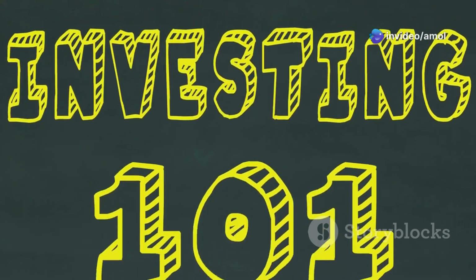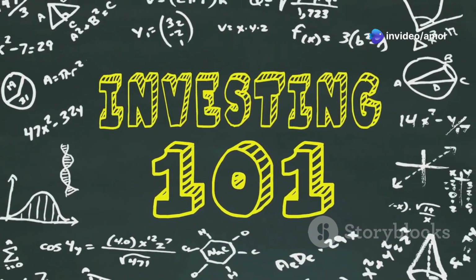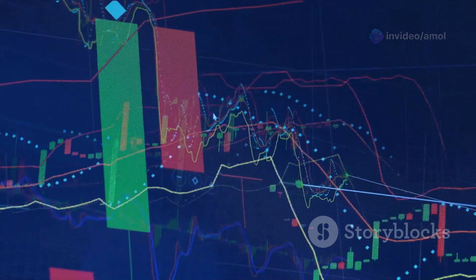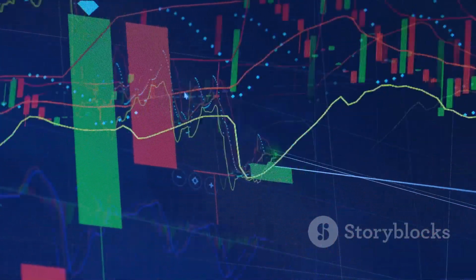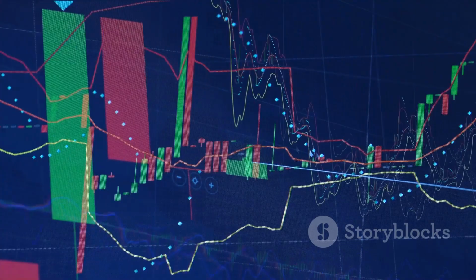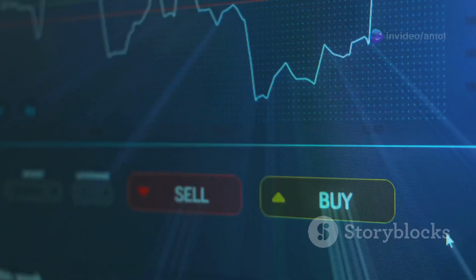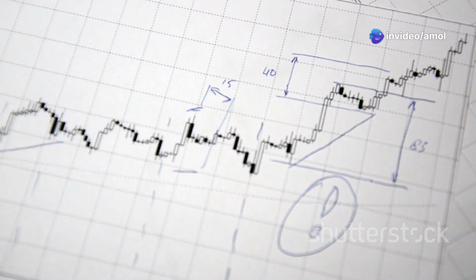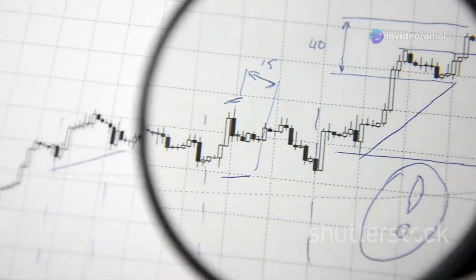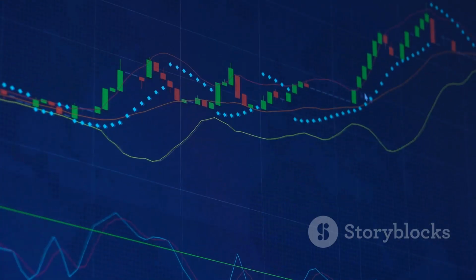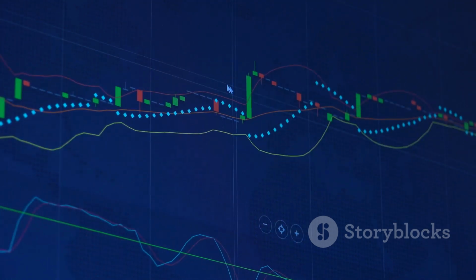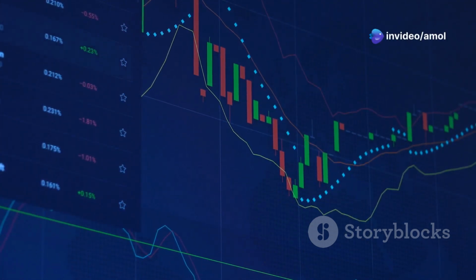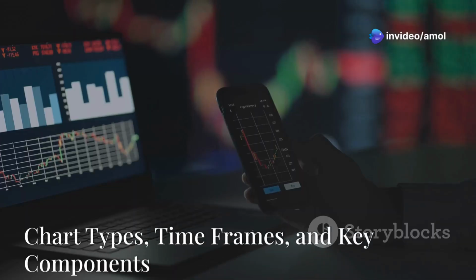Whether you're totally new to investing or you've dabbled a bit but want to level up your skills, this step-by-step guide is for you. We'll be covering everything from the absolute basics, like what those lines and squiggles actually represent, to identifying trends, spotting potential buying and selling opportunities, and even dipping our toes into some slightly more advanced technical analysis techniques. By the end of this video, you'll have a solid foundation in understanding long-term stock charts and be well on your way to making more informed investment decisions. Let's get started.